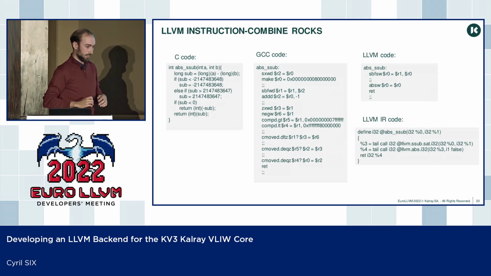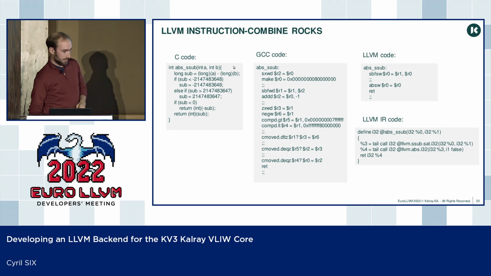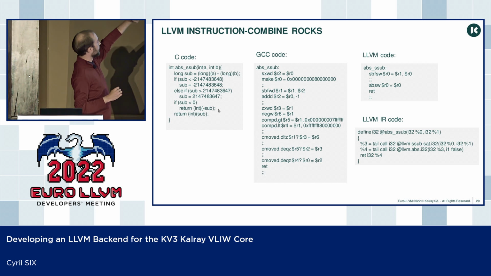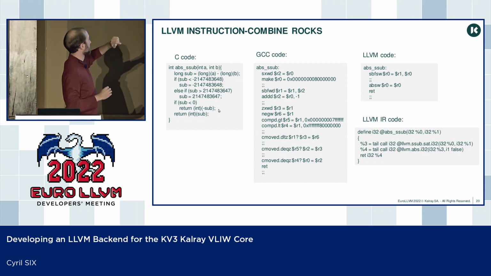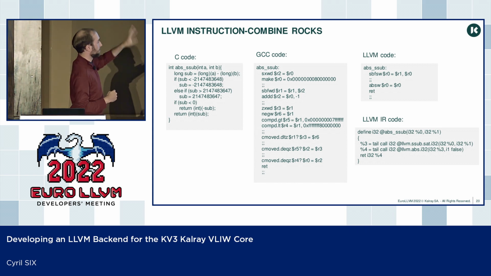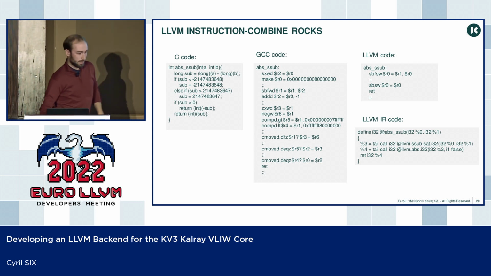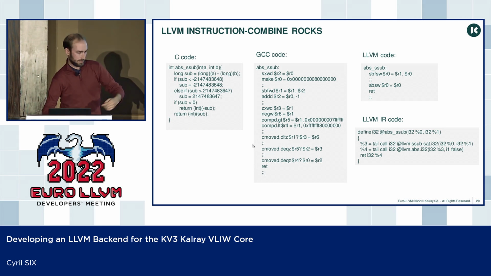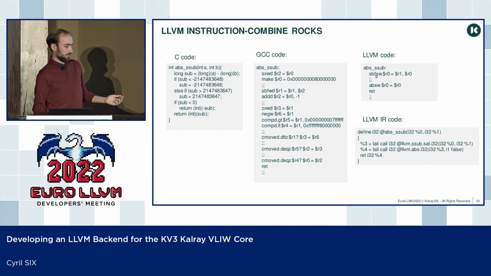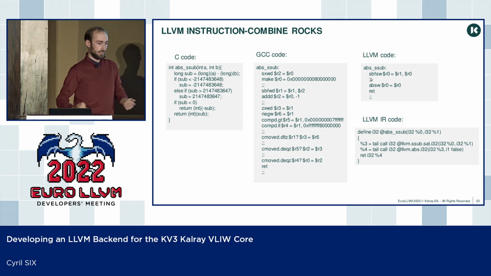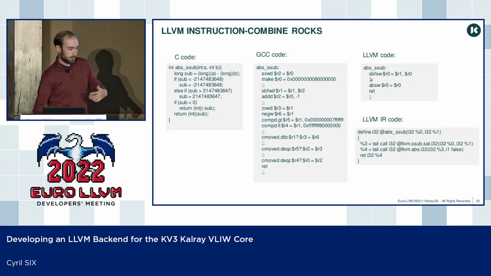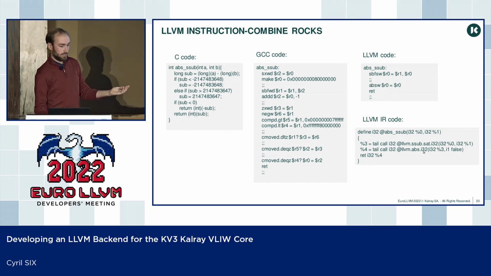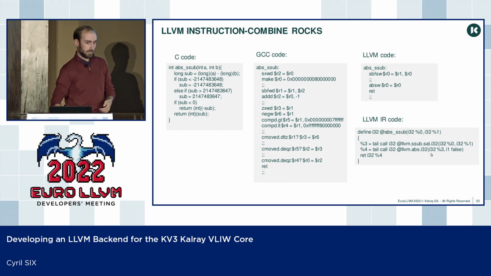But another thing that we saw, and we were very surprised by this, is that the instruction combine of LLVM is very powerful. Here you've got a piece of C code that does a saturated subtraction, and then an absolute value. GCC was not able to recognize any of this. It did some generic if-conversions, you can see this is a conditional move, and a bunch of stuff to compute this. LLVM, on the other hand, was able to recognize that on our architecture we have a saturated subtraction and an absolute value, so it can just generate these instructions instead. And this results in much better code.